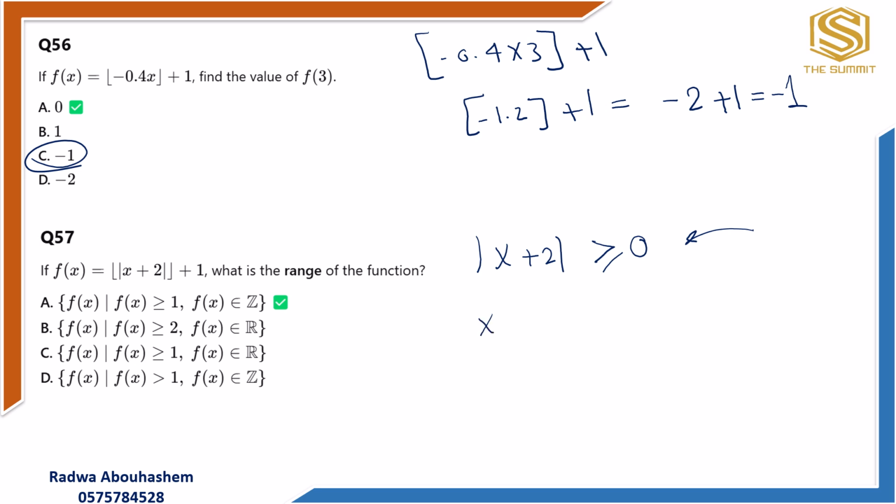So I'm gonna take whatever inside the bracket here and put it equal to 0. So x equals negative 2. So I have to start from here. So I'm gonna substitute the negative 2. Negative 2 plus 2 gives me 0. 0 plus 1 equals 1. So I have to start from 1. So this means my range should start from greater than or equal to 1.